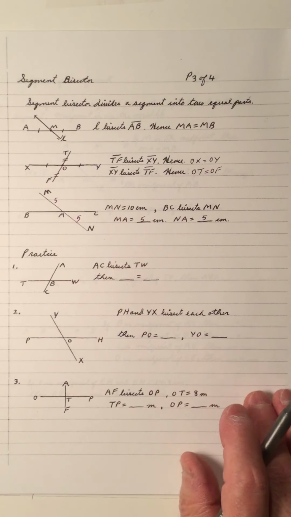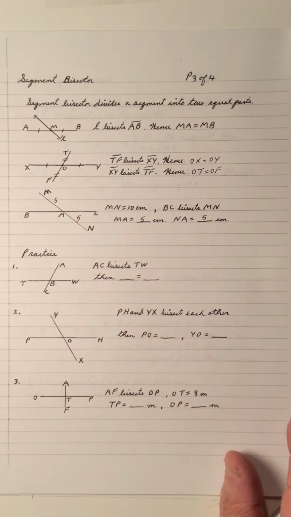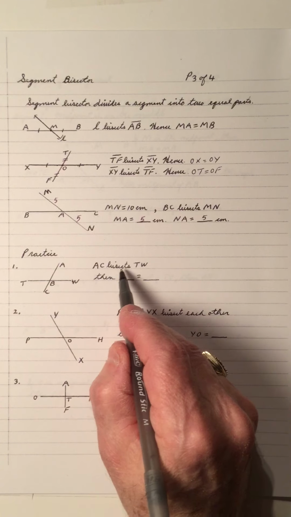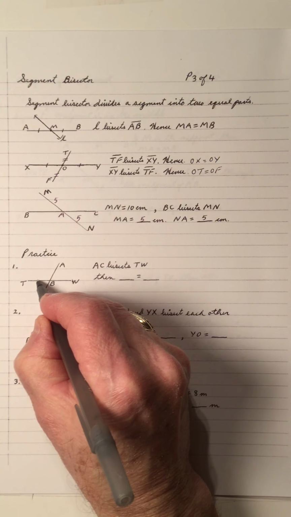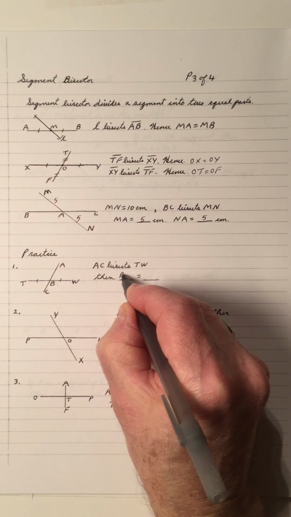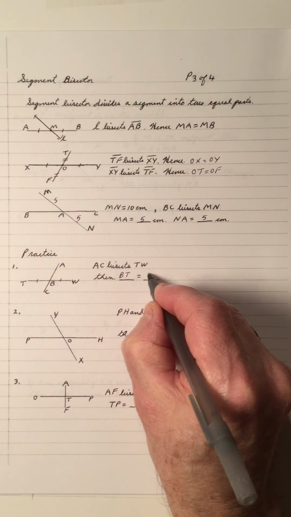Practice. Work these out. Pause the video, work these out, and press play when you're finished. If AC bisects TW, so TW is cut in half, so that means that piece is equal to that piece. That means that BT equals BW.